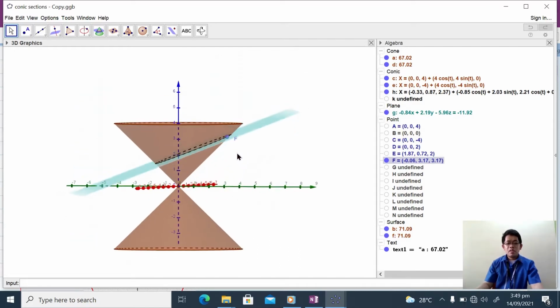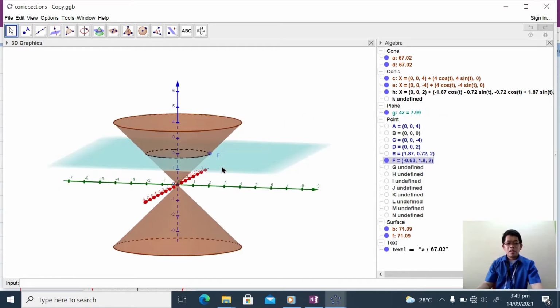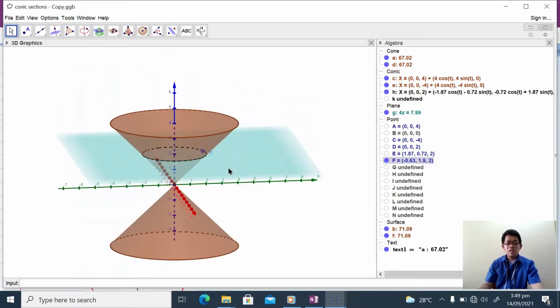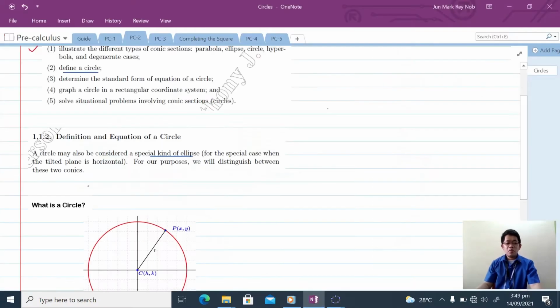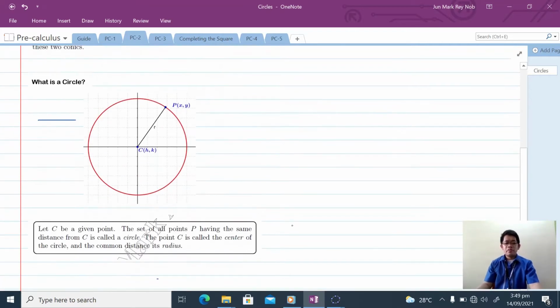But what happens if the plane is horizontal? Therefore, we can come up with a circle. So according to this statement, a circle is considered a special kind of ellipse. I will be emphasizing this later as we move on to our discussions with ellipse. Alright, so what is a circle?